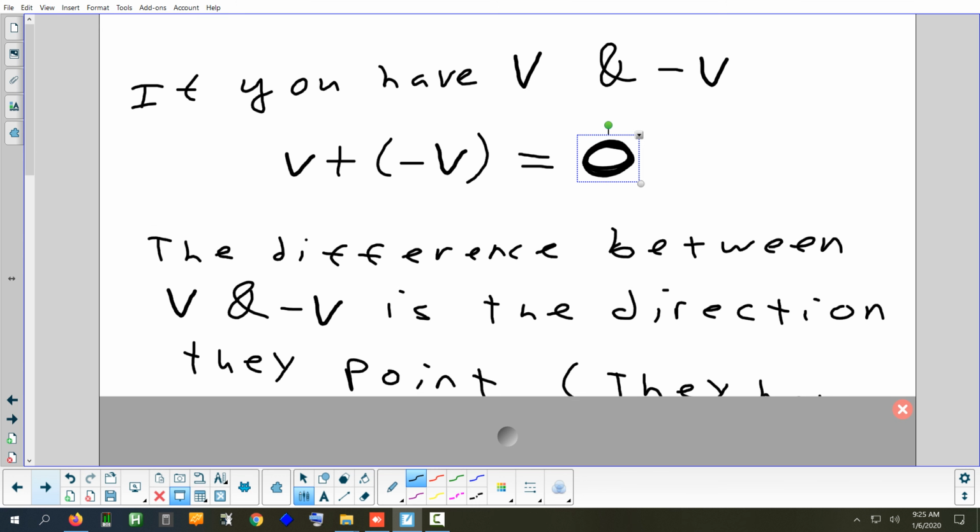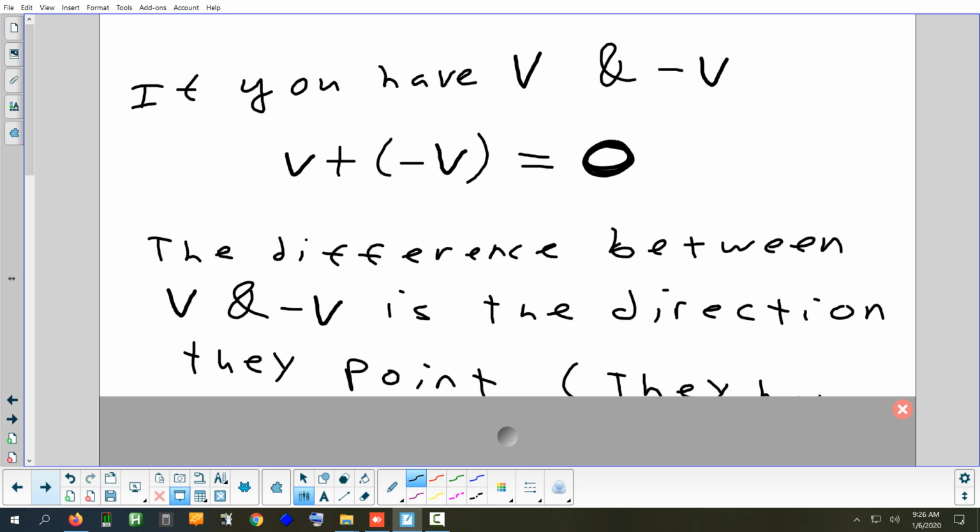So the difference between those two vectors is the direction that they point. And more specifically, what did I just say? If you put a negative, it makes the vector point how compared to the original? What is the difference in the direction that these two point, specifically? Yeah, opposite, exactly opposite directions. If one points up, one points down.